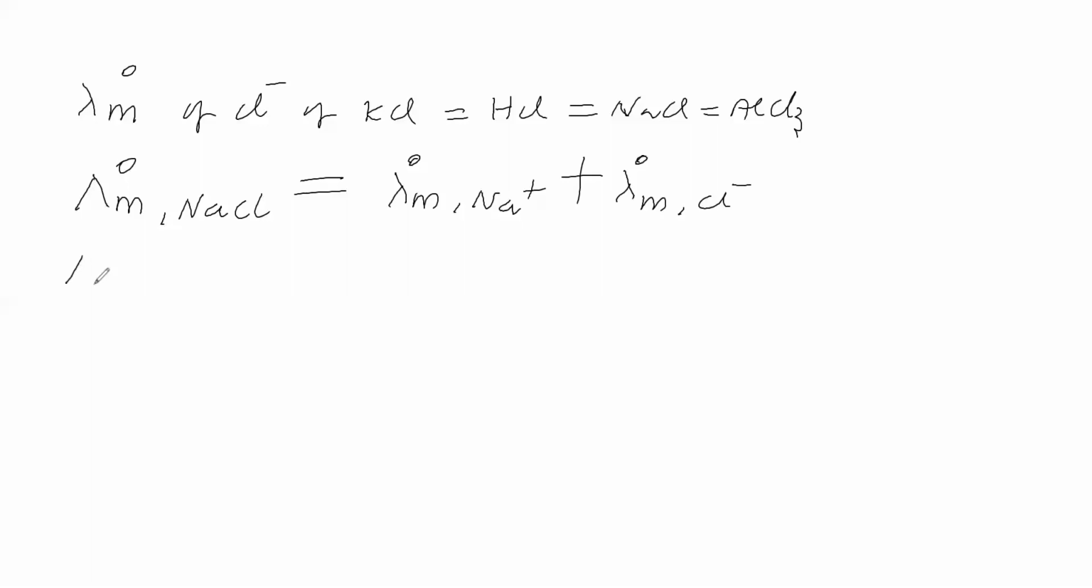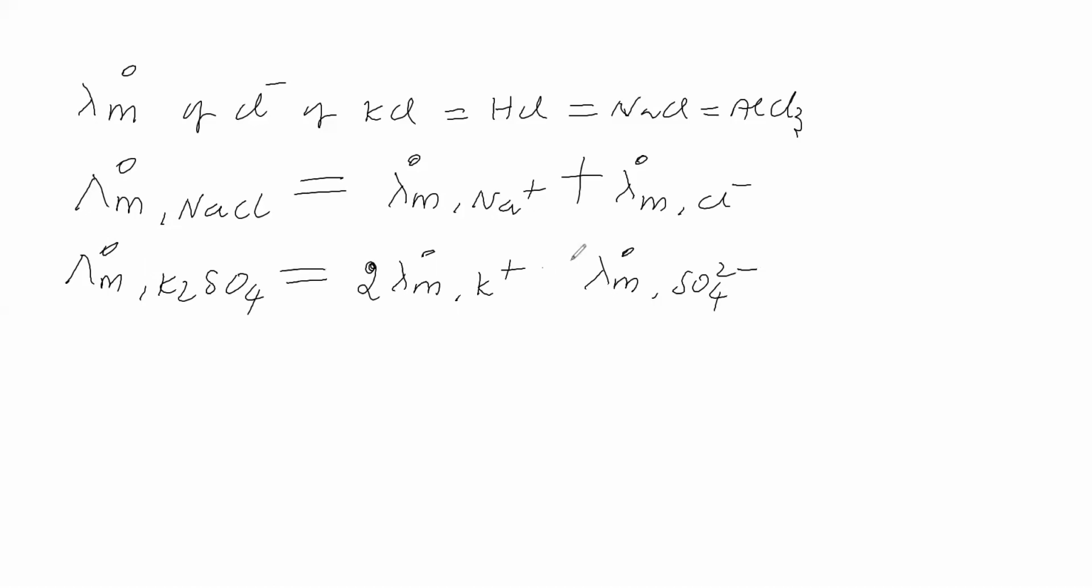Now we will take lambda m naught of K2SO4. Lambda m naught of K2SO4 is lambda m naught of K plus ions, 2 times present, and lambda m naught of sulfate ions. Shall we say like this? Potassium sulfate contains 2 potassium ions and 1 sulfate ion, so we can relate it in this way.